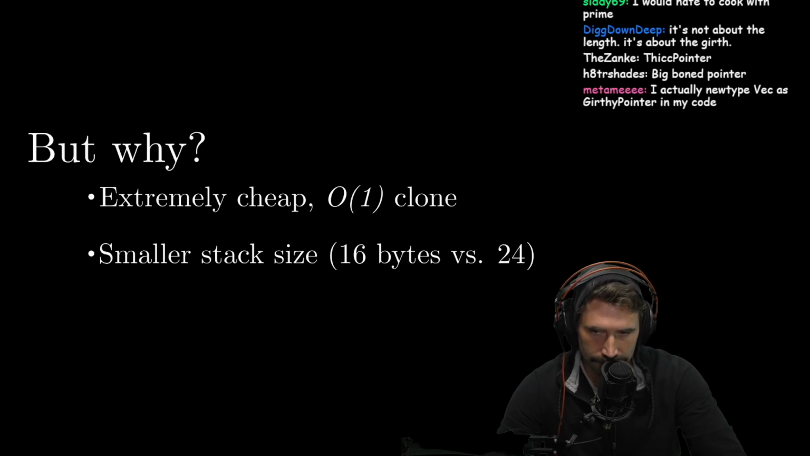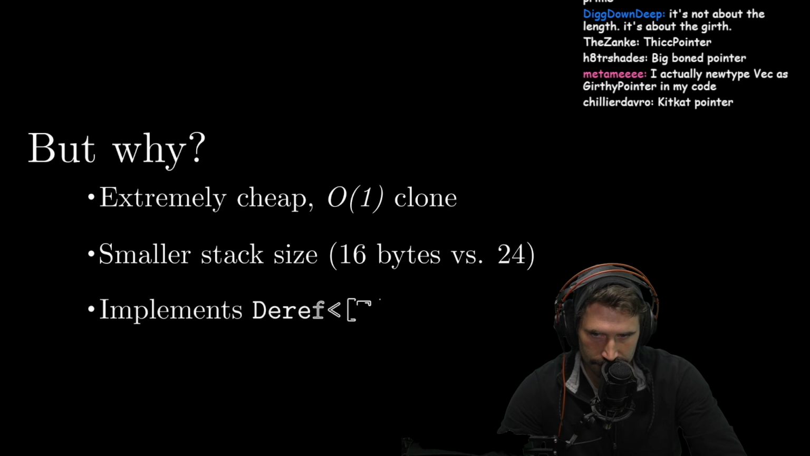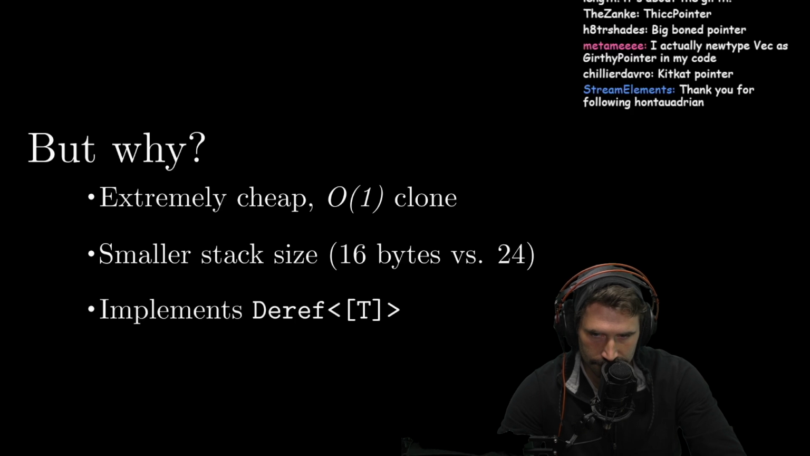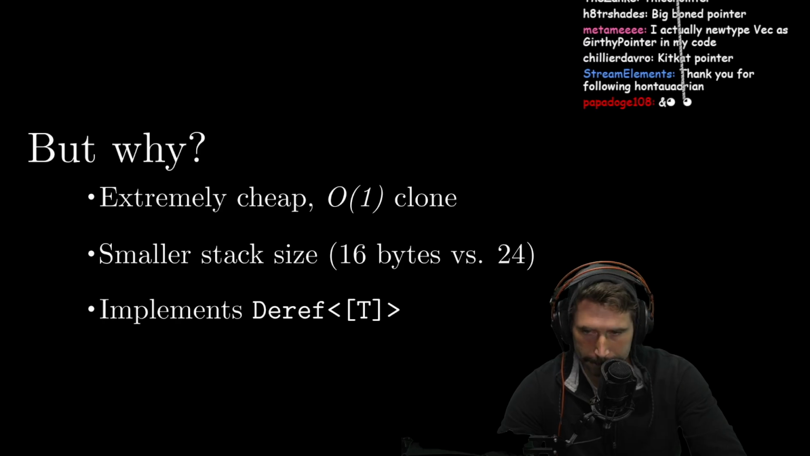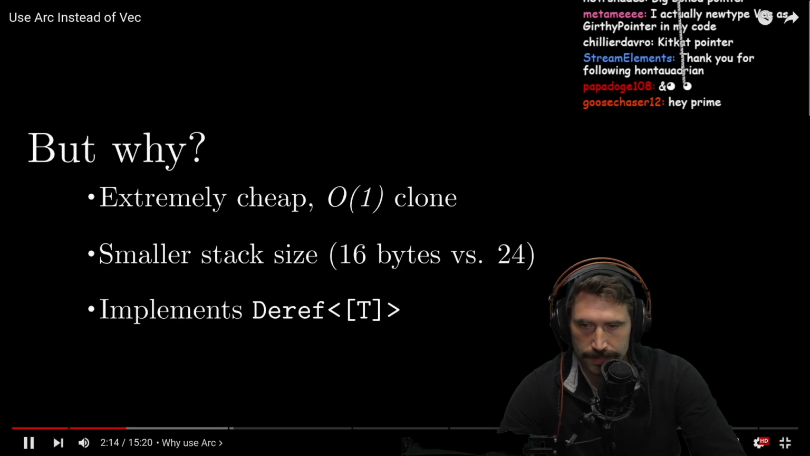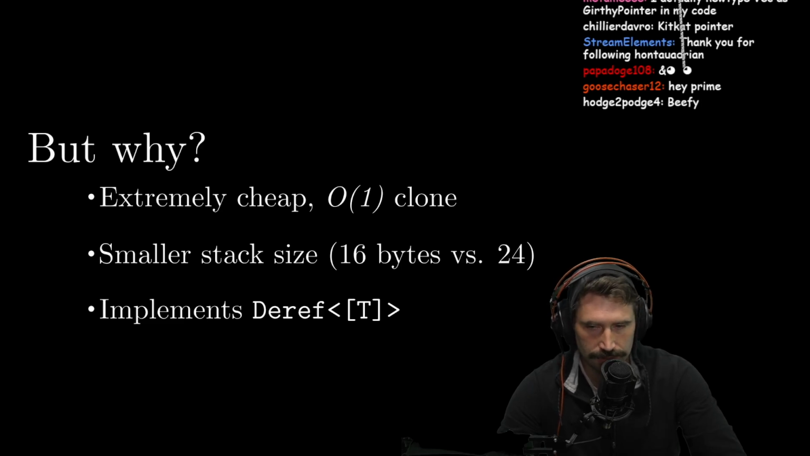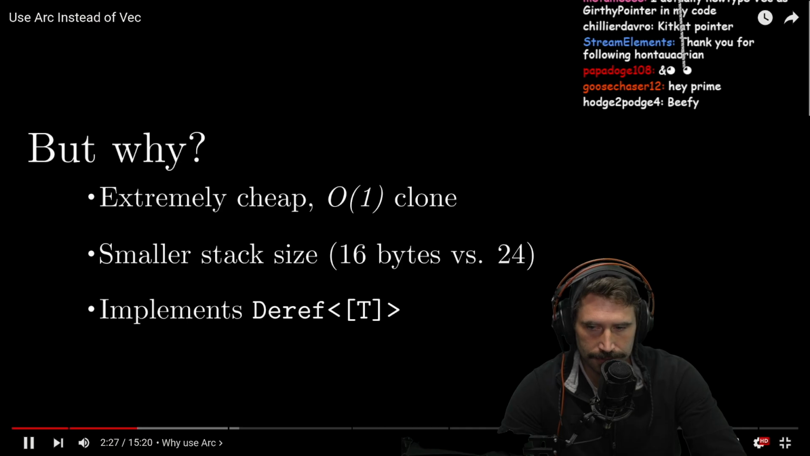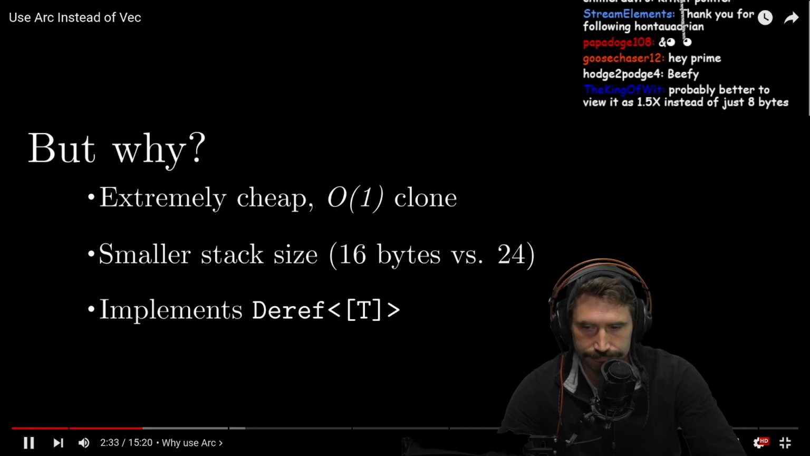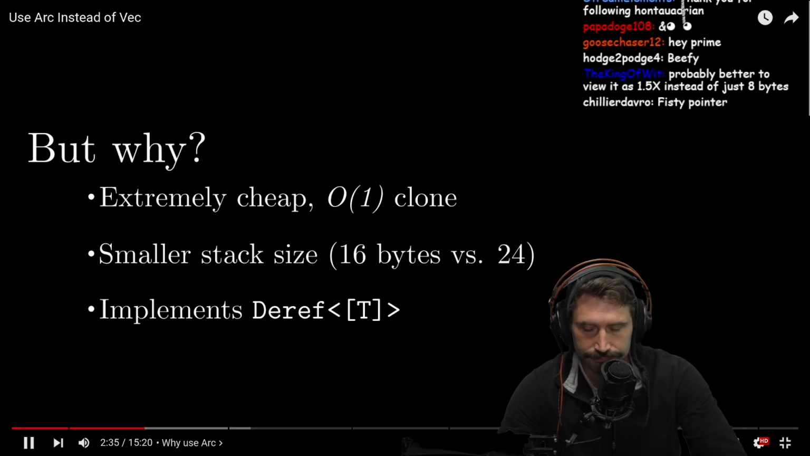And then lastly, the third reason is that Arc<[T]> implements Deref<[T]> just like Vec does. So you can do all of the same read-only stuff on your Arc<[T]> that you can on your Vec<T>. You can ask for its length, you can iterate over it, you can index into it. And this is really important because these first two bullet points are cool, but I wouldn't necessarily go out of my way to recommend them if Arc<[T]> was way more difficult to use than Vec is, but it's not because it implements Deref<[T]>.